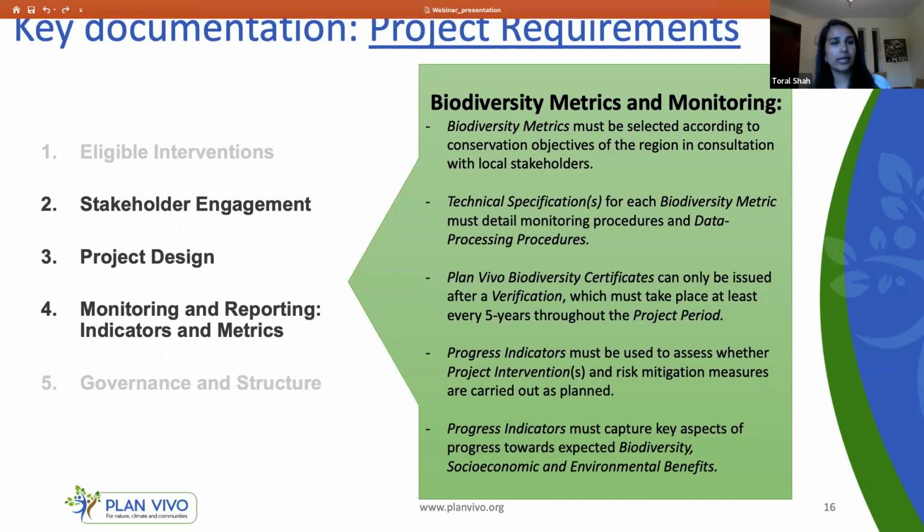And finally, progress indicators must be used to assess whether the project interventions and the risk mitigation measures are carried out as planned, which will be done on an annual basis and reported out through the annual reports, whereby the progress indicators must capture basic aspects of the progress towards the expected biodiversity, socioeconomic, and environmental benefits.